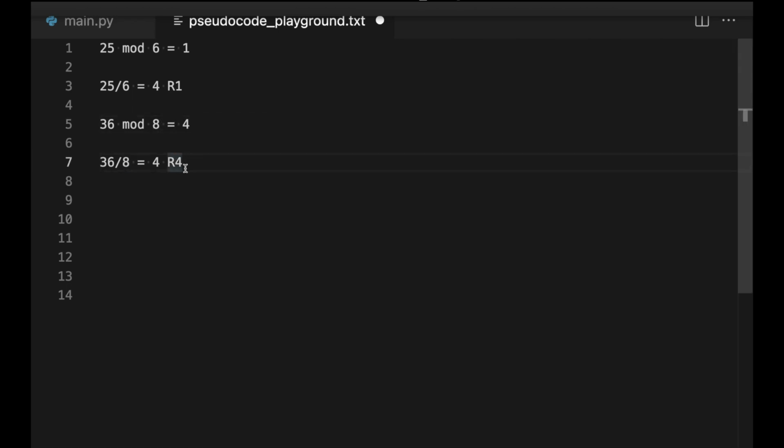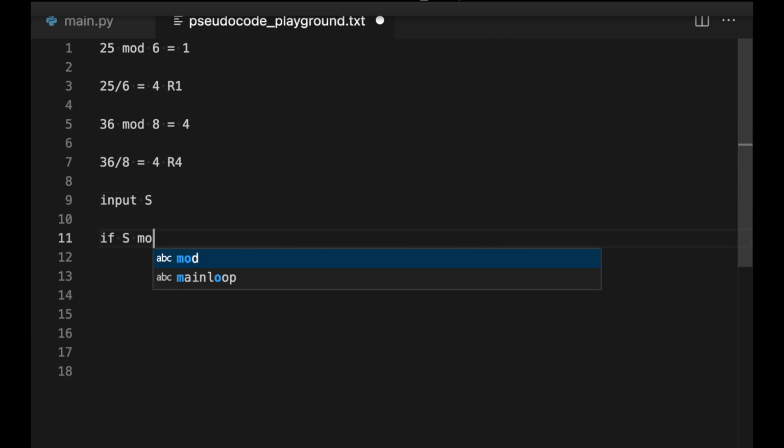Now, I would say that the most common usage of this in the IB exam is to test for divisibility. So for example, if we want to check if a number is divisible by 3, we can do input s, just get s from the user, okay? And we can say if s mod 3 equals 0, then output "is divisible by 3".